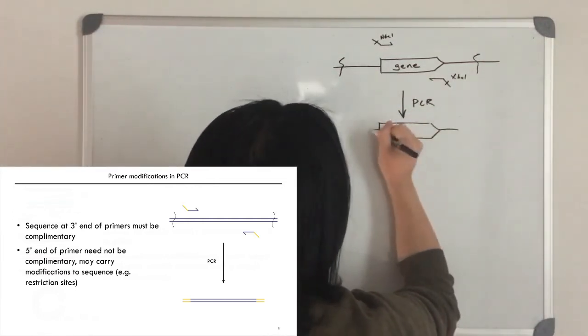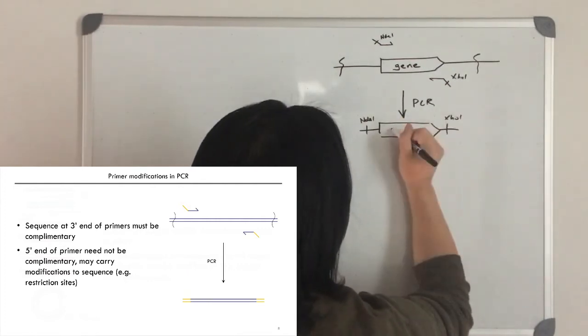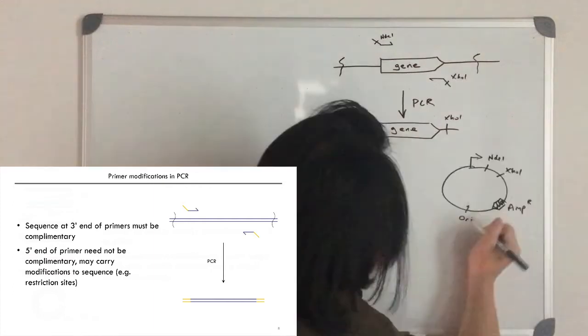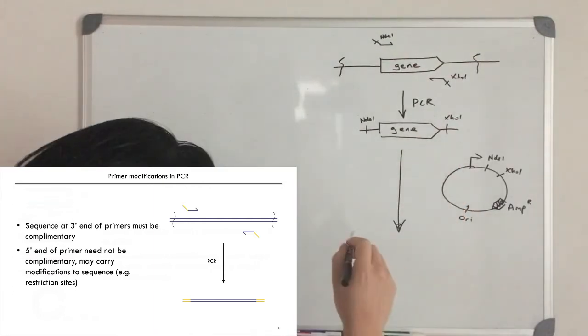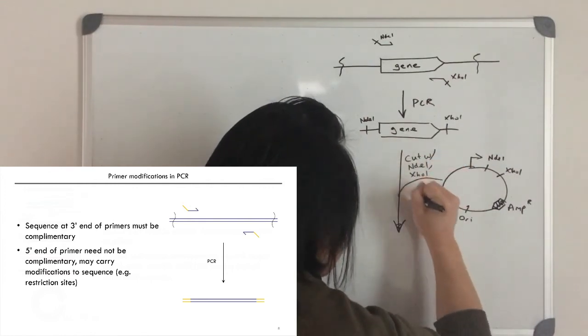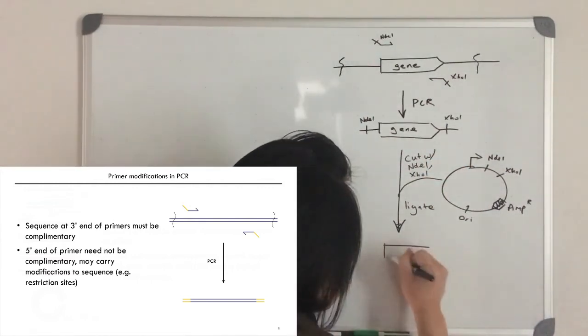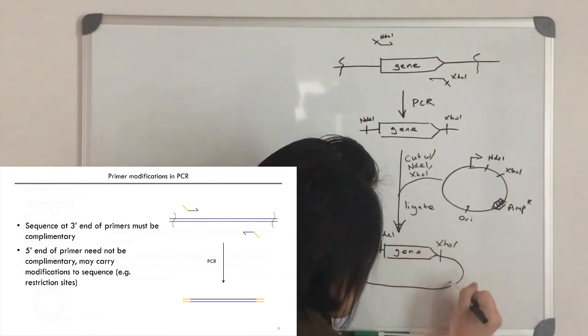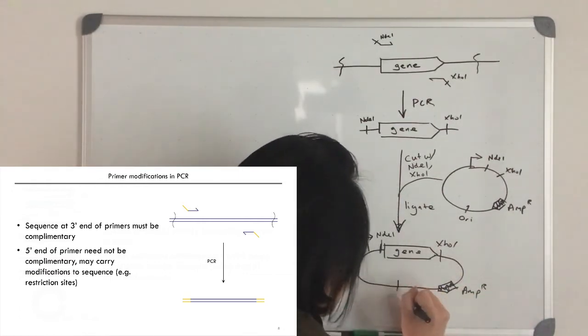PCR will result in amplified DNA fragments with engineered restriction sites flanking the gene that you want to clone. You can then cut the PCR fragment using those restriction enzymes, giving you sticky ends, and you can cut the plasmid vector with enzymes that give compatible sticky ends. And then you can ligate the PCR fragment containing the gene into the vector.